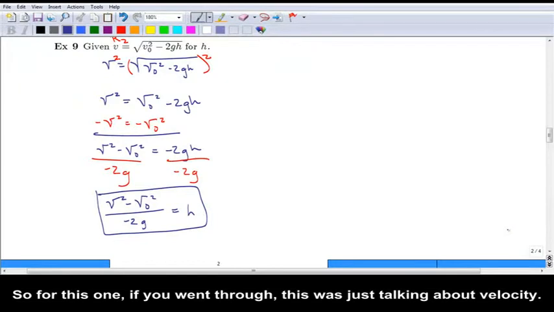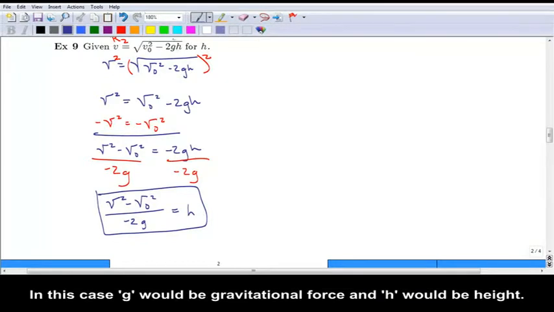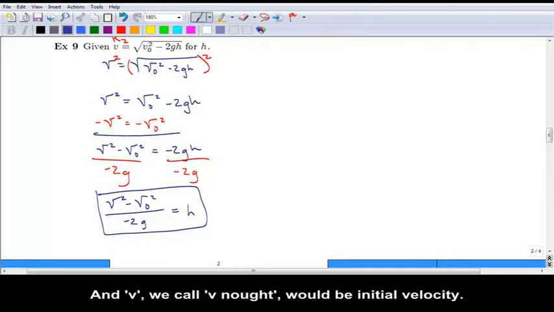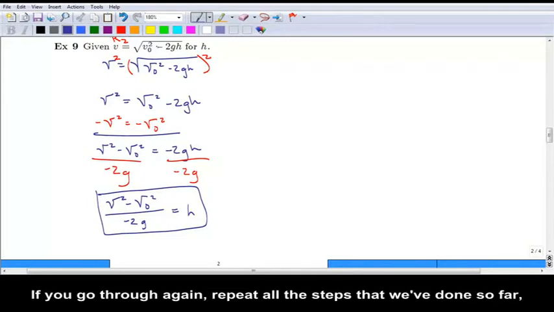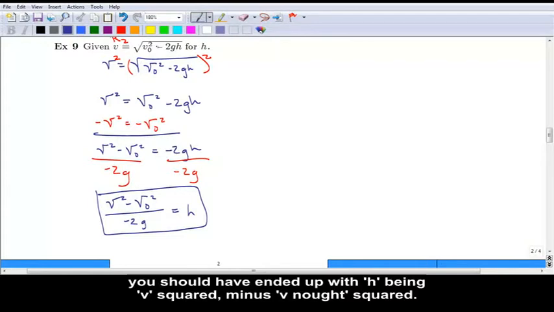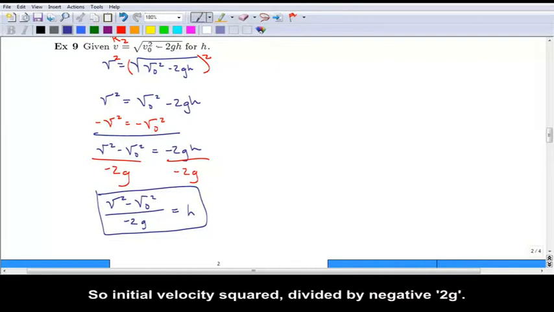So for this one, if you went through, this is just talking about velocity. In this case, G would be gravitational force and H would be height. And V, we call this V naught, would be initial velocity. V sub 0 is usually called V naught. If you go through again, repeat all the steps that we've done so far, you should have ended up with H being V squared minus V naught squared, so initial velocity squared, divided by negative 2G.